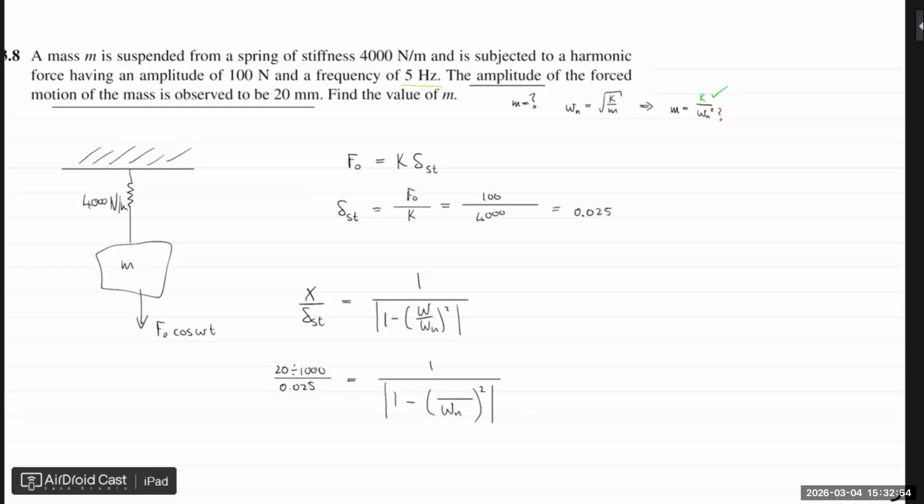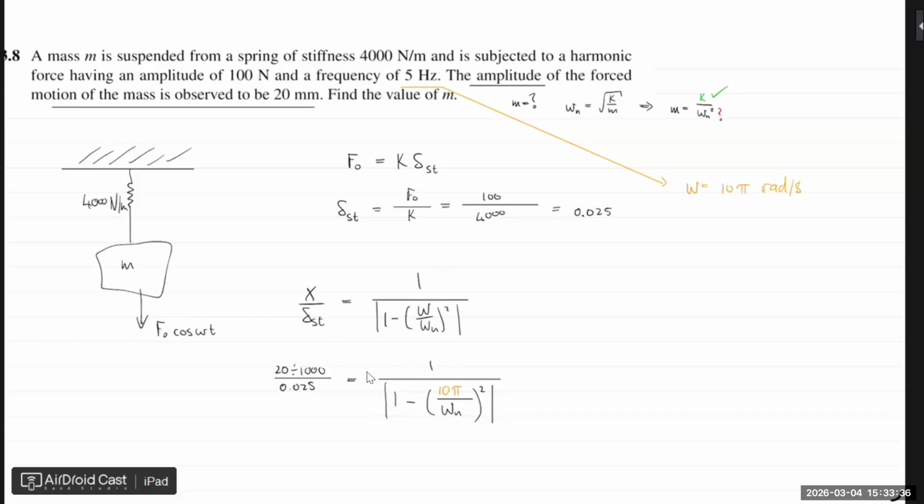So remember, omega was 5 hertz. So just to take that, it is 5 times 2 pi. So then it's just 10 pi radians per second. So 5 hertz means it makes 5 revolutions in 1 second. So 1 revolution is 2 pi radians. So then it's just 2 pi times 5, which is 10 pi radians per second.